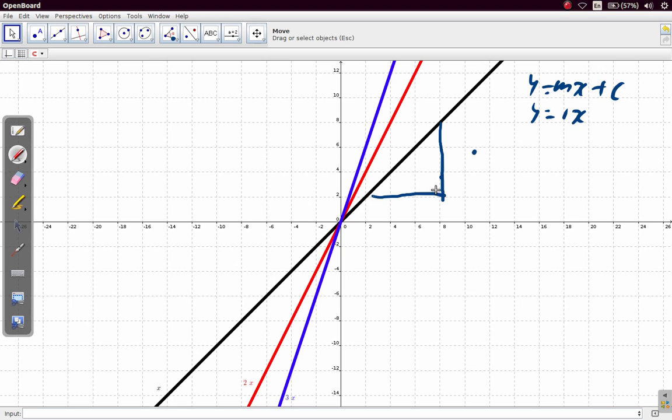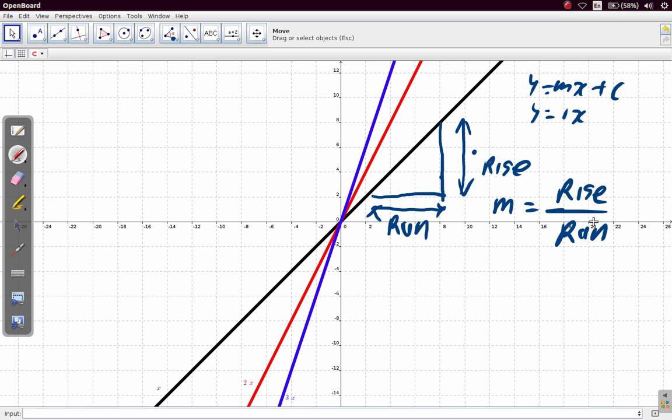Now, generally, the height of the triangle that you form is called the rise, and the width of the triangle that you form is called the run. And the gradient, m, is equal to the rise over run. Rise divided by run. You see that? Now let's check this for the other lines as well.